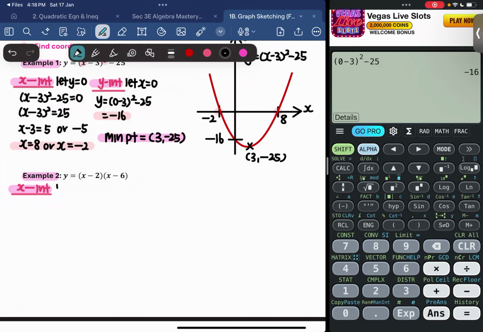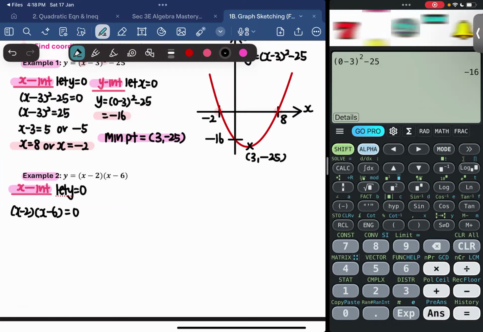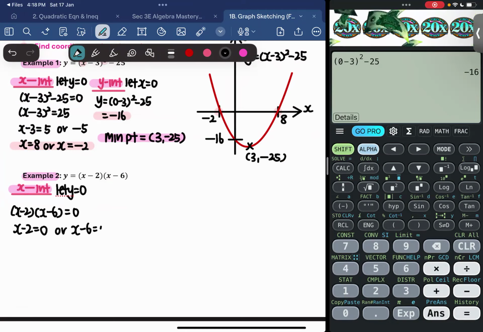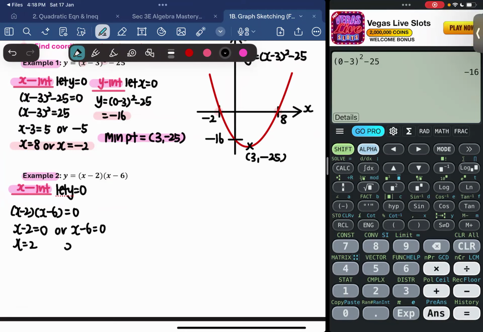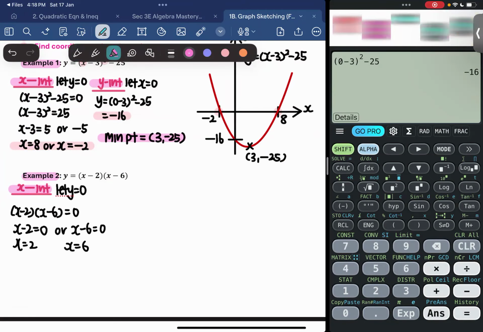So for x-intercept, you're going to let y equals to 0. So put 0 inside here. So we have x minus 2, x minus 6 equals to 0. So solve. All right, no one should have any problem with this. Okay, so these are my x-intercepts. All right, so it gives you a gauge of where your graph is again.